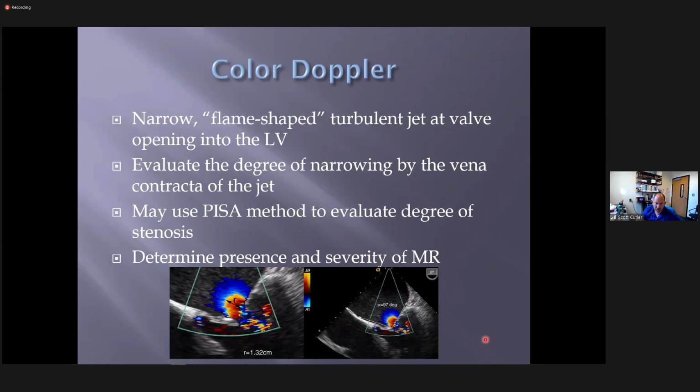And then lastly, we'll get into the color Doppler for a couple slides here. I think this is the last slide. In the color Doppler, you'll see a narrow flame-shaped turbulent jet at the valve opening that goes into the LV, and like Kelsey just pointed out, typically directed towards the lateral wall in the 4-chamber. Keep in mind that these images on the bottom are transesophageal. They're showing PISA measurements and distinctly showing the difference between adjusting your color baseline. I'm just showing you these pictures just because, but we're looking at it from the 4-chamber view typically. They're showing that confluence of flow that becomes a flame-shaped turbulent jet going into the left ventricle.